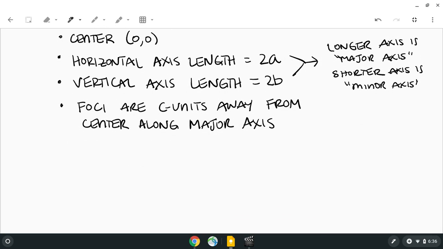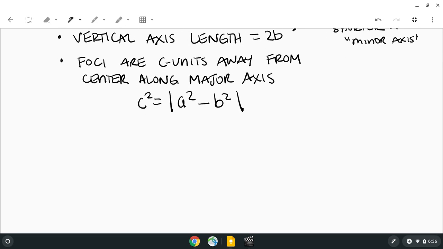So the question is, how do you find that c value? It turns out c squared is equal to the absolute value of a squared minus b squared. By using the absolute value here, I eliminate having to have two formulas.